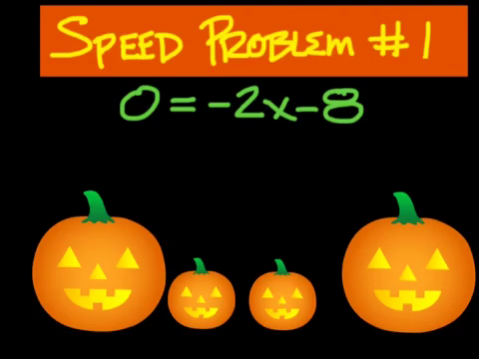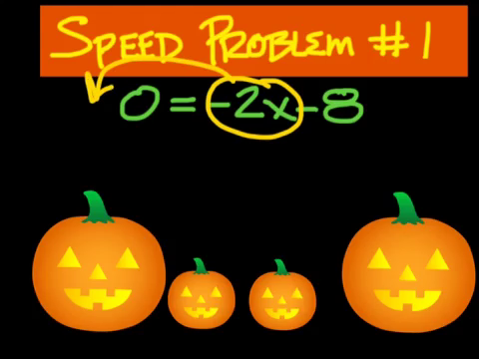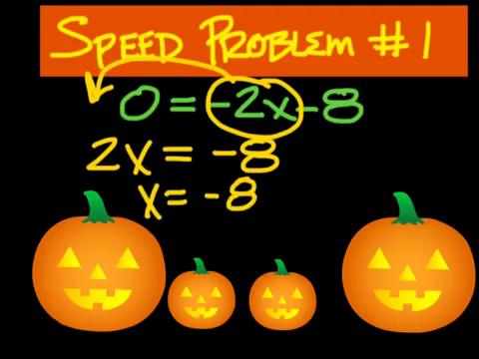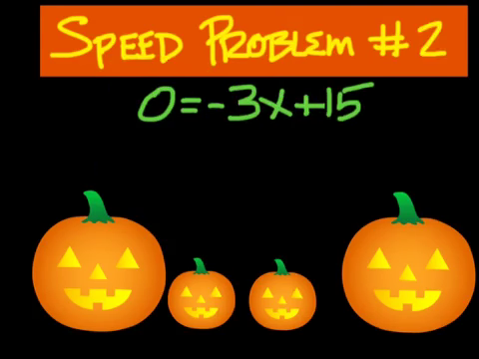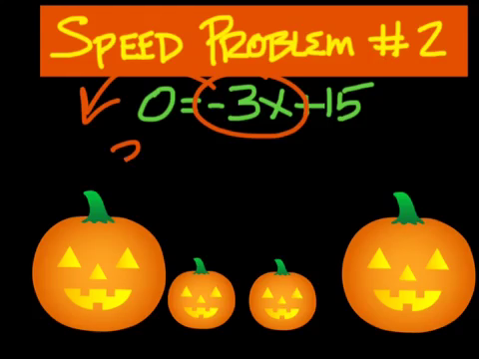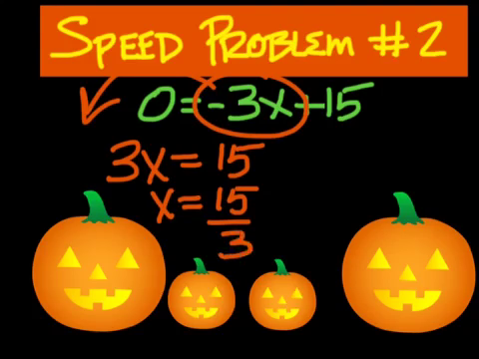To the first 6 people. To get this answer, you have to move this to the left-hand side and change the sign, and then divide -8 by 2 to get an answer of -4. This one goes to the first 10. To get this one, you have to move this to the left-hand side, and it becomes positive. So divide 15 by 3 to get an answer of 5.